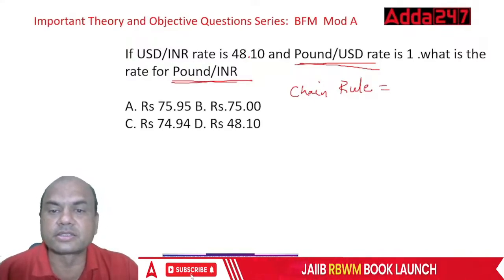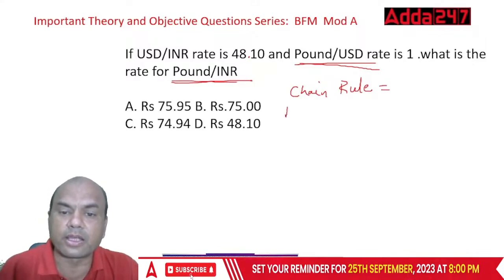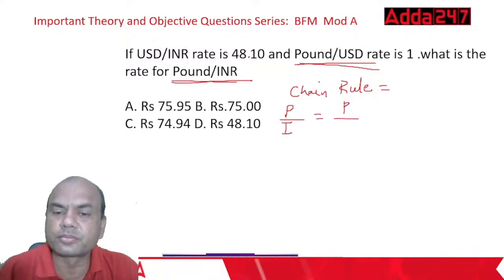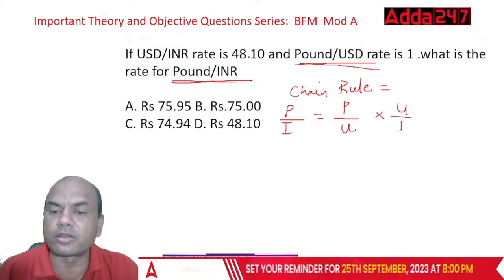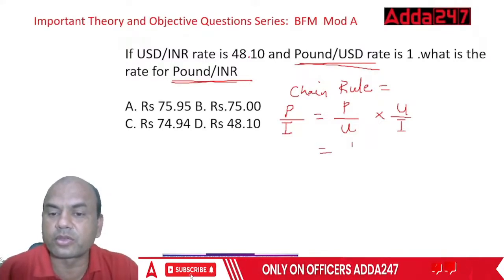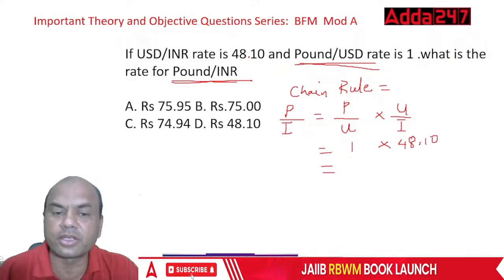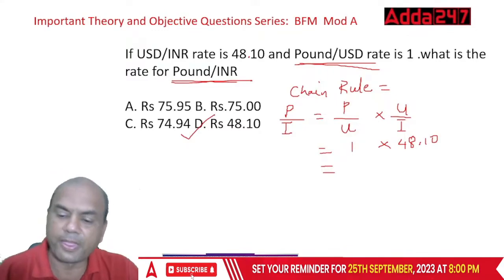We use it like this. You have pound to, what do you want? Say pound to INR. I'll write it P to I. Let's keep it simple. It will be pound to USD into USD to INR. Chain rule, you have studied this in your CAIIB also. So pound to USD rate is 1, keep it 1 only. USD to INR is 48.10. So the answer will be 1 into 48.10. So D is the answer. Simple one. Next one.